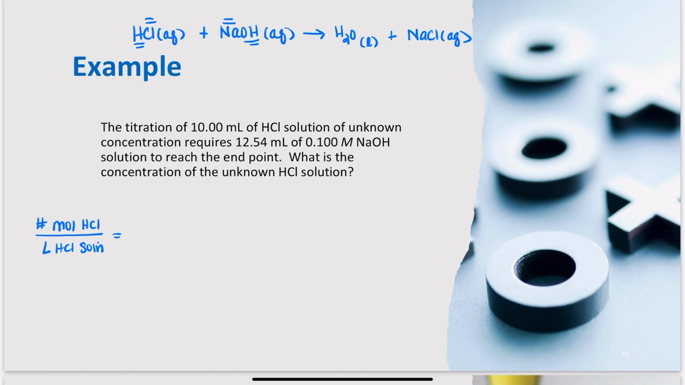I can start with either the volume of sodium hydroxide or the molarity of sodium hydroxide. I personally start with the molarity. The molarity is 0.1 molar, which means I have 0.100 moles of NaOH in every 1 liter of NaOH solution. I've used 12.54 mL of it, but I need to convert that to liters. So 0.1254 liters of the NaOH solution.